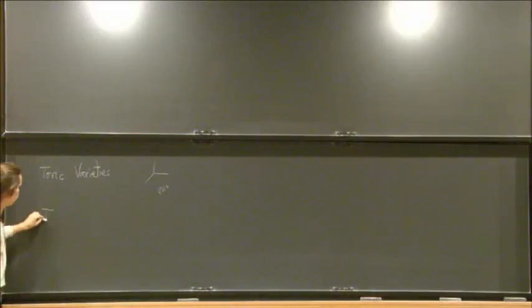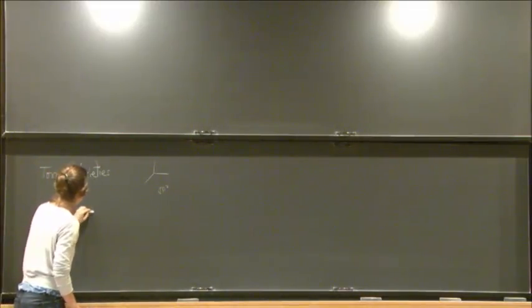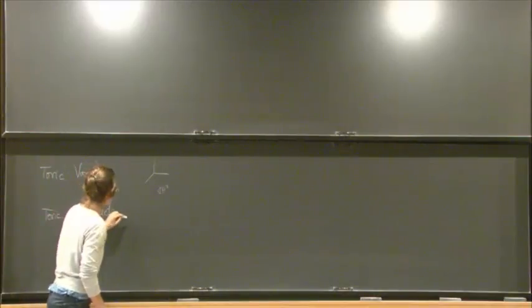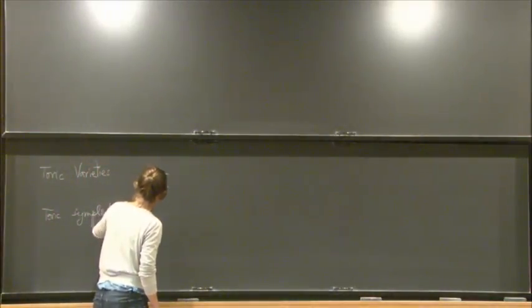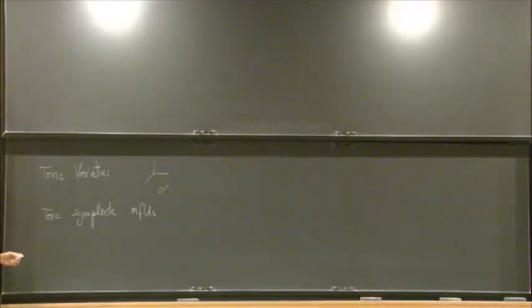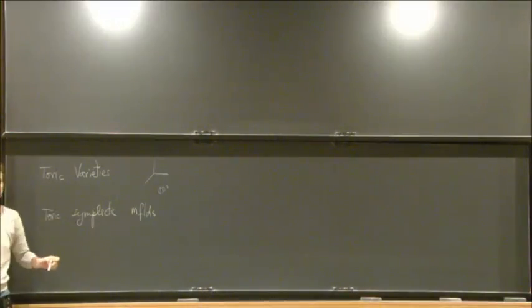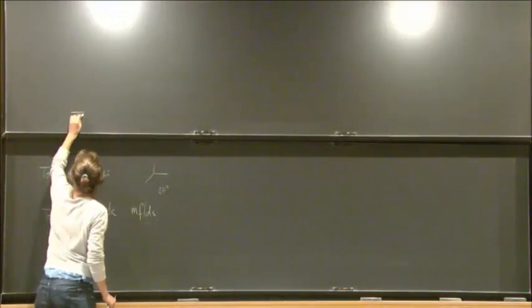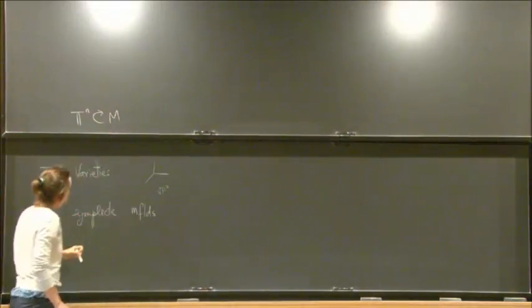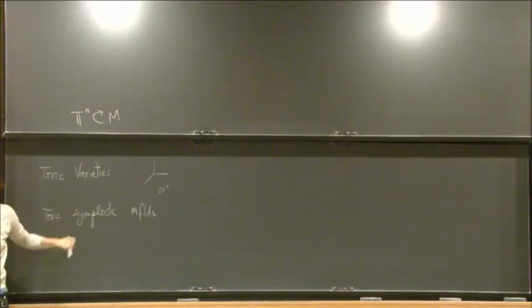And another one, which I'm used to a little bit more because I'm a symplectic person, is toric symplectic manifolds. A symplectic manifold is a 2n-dimensional manifold with a 2-form that is closed and non-degenerate, and then you want to have a torus acting on this manifold. So T^n acting on M, and you want it to preserve the symplectic structure, and more than that, you want it to be Hamiltonian.